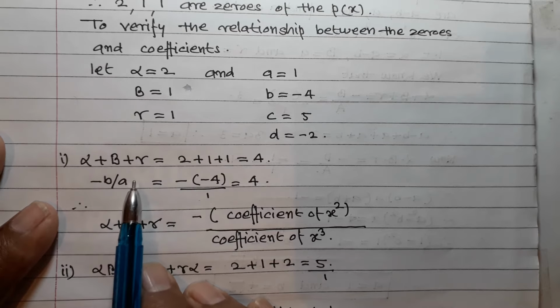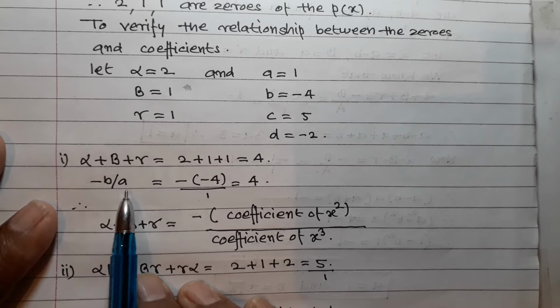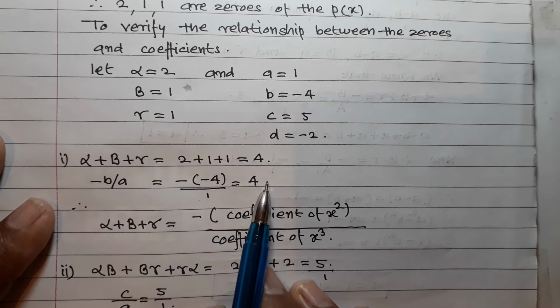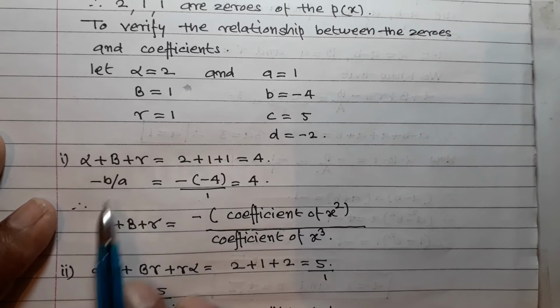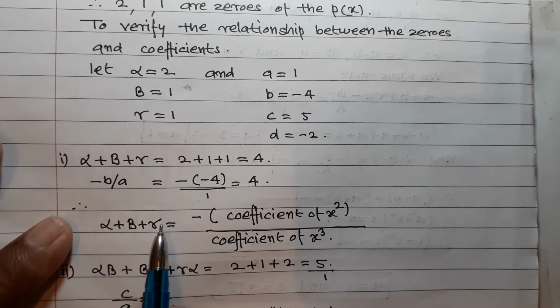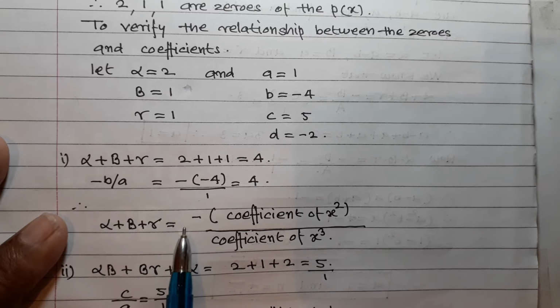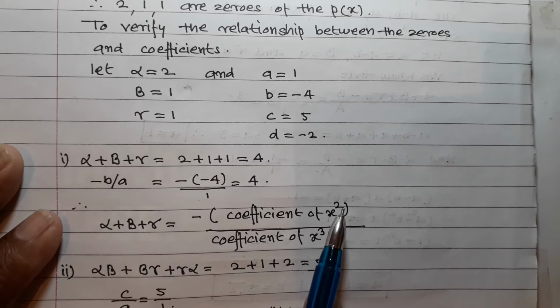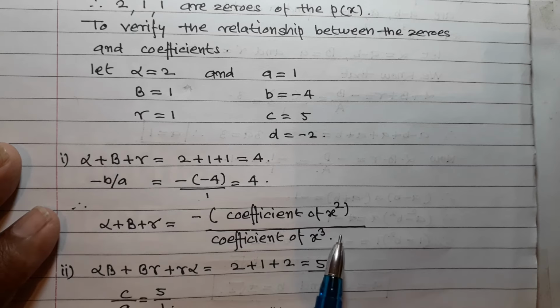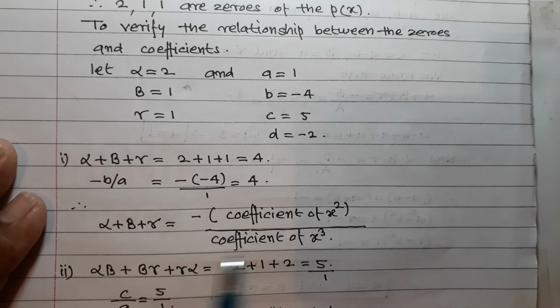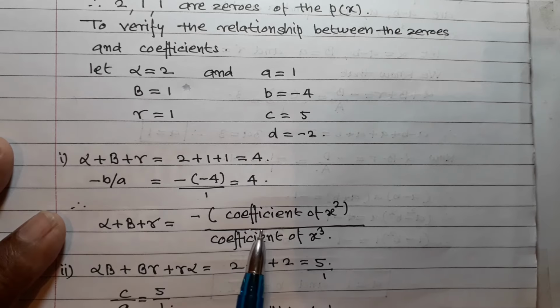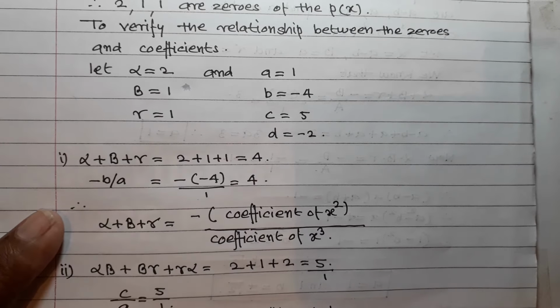and minus b upon a is also equal to 4, minus of minus 4 upon 1 is equal to 4, and therefore alpha plus beta plus gamma is equal to minus coefficient of x square upon coefficient of x cube. So this is a relation, you know this relation, simply you verify whether it is right or wrong.